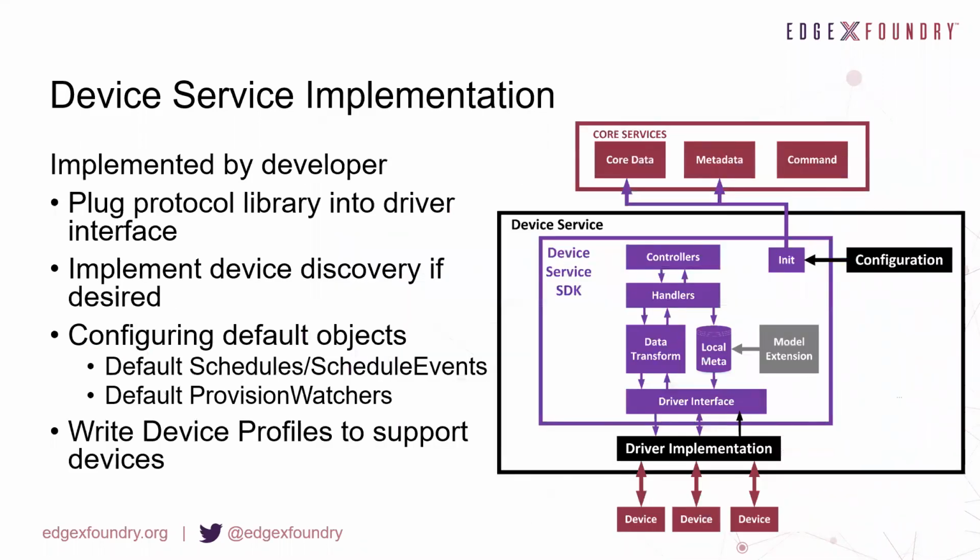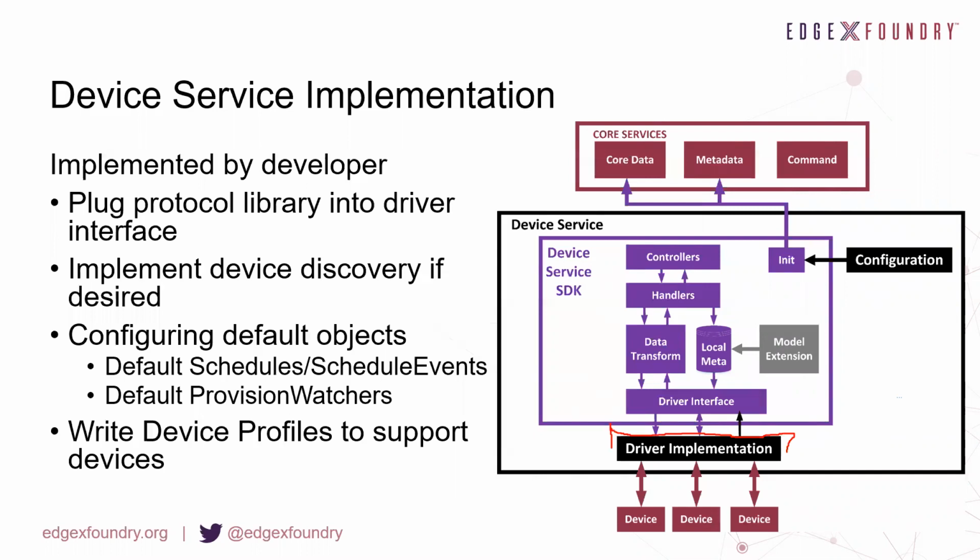So what's left for you to implement? First step, you're going to plug in your protocol library. There's a couple different things you have to wire up there, and that's covered in more detail in our SDK Getting Started guide. It is on the wiki, and it's linked in the back of this presentation. You get to implement device discovery if that is something that's supported and something you desire to support.